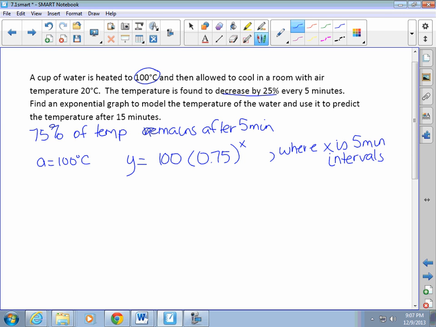So that would mean if you had 3 intervals, then you would have gone 15 minutes in time. Another way to write this, if you wanted to do it in 1-minute intervals, then you'd have the same original starting temperature with this 0.75, but because we want to do it per minute instead of per interval, we would divide by 5.